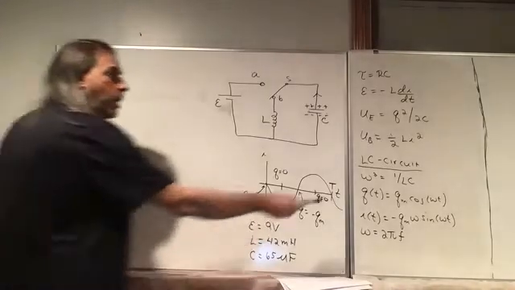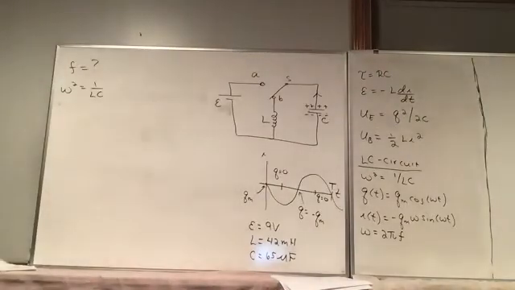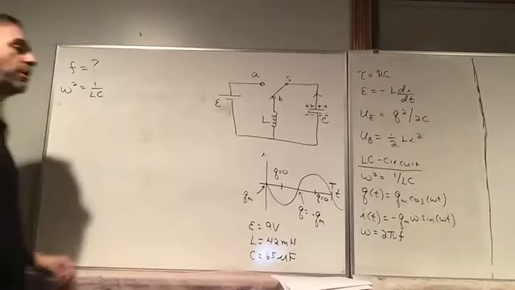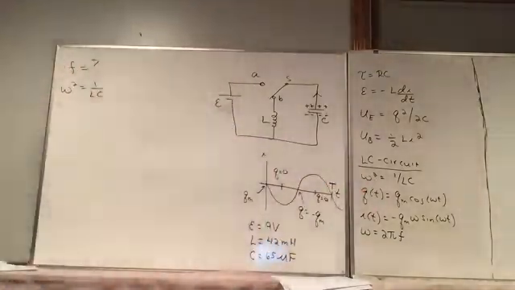Both of them, the charge on the capacitor and the current in the circuit, are going to be described by these sine and cosine functions. So the first thing we want to know is the frequency of this oscillation. We start out by calculating the angular frequency, because we know for an LC circuit, omega squared is 1 over LC. So let's do that.